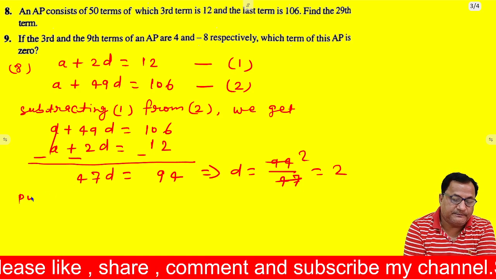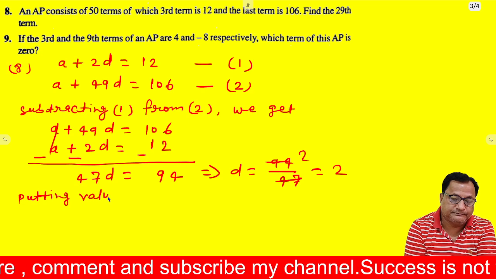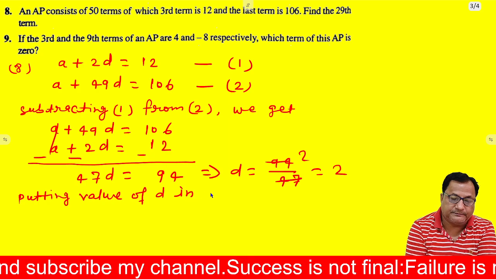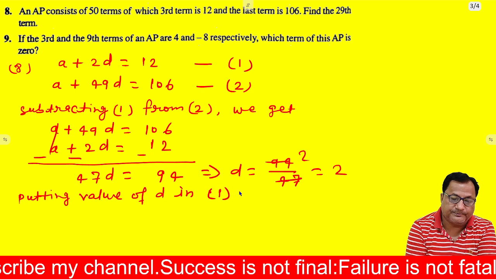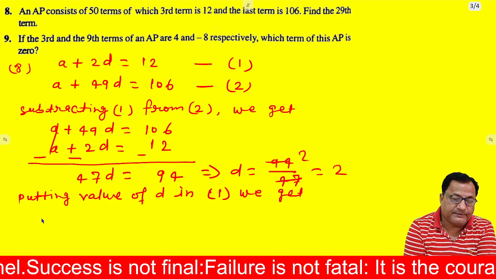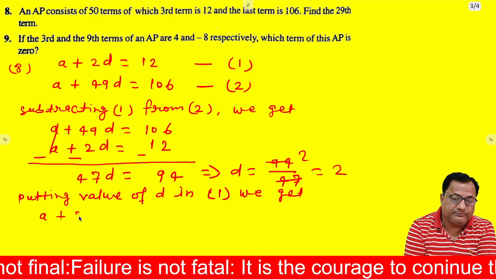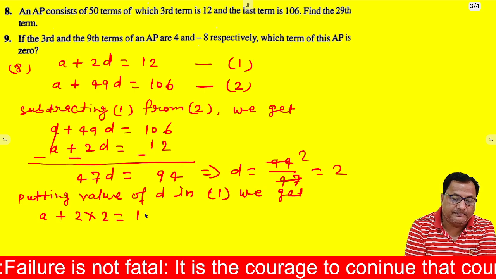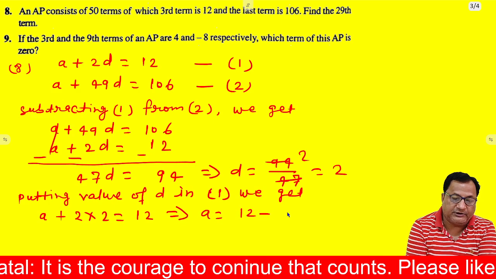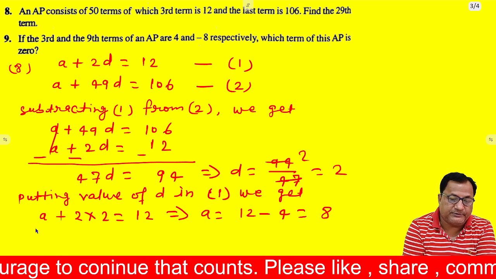Putting value of d in 1, we get a + 2d = 12, means 2 into 2 is 4. a = 12 minus 4 is equal to 8. So a is equal to 8.